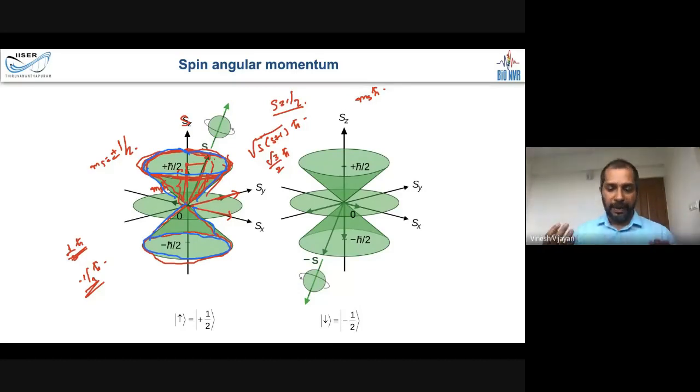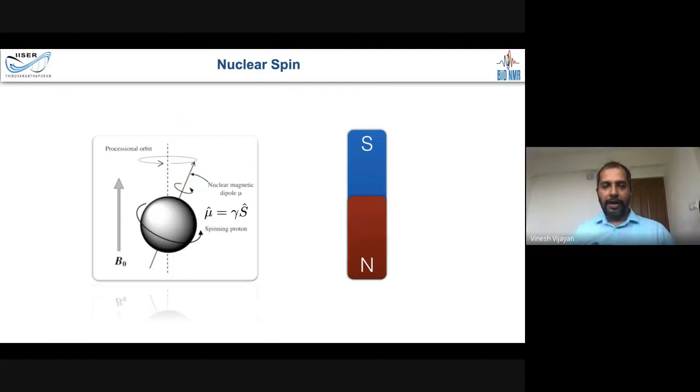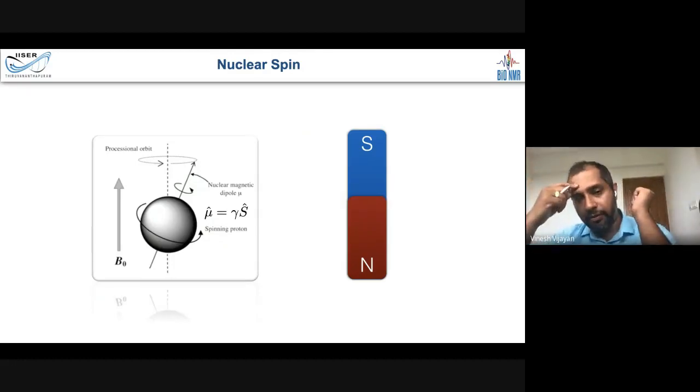Now, if you have spin S equal to 1, then obviously you get this cone also, which is basically a circle along the SXY plane. Now, how is this angular momentum, the spin angular momentum, related to magnetic moment?